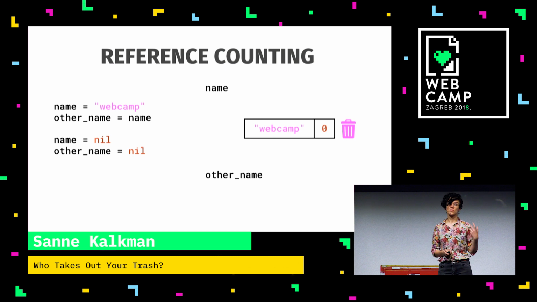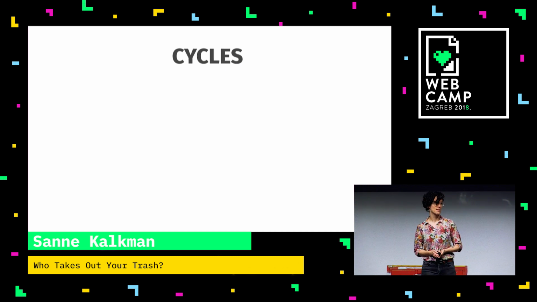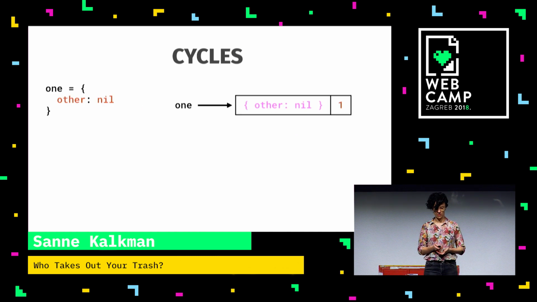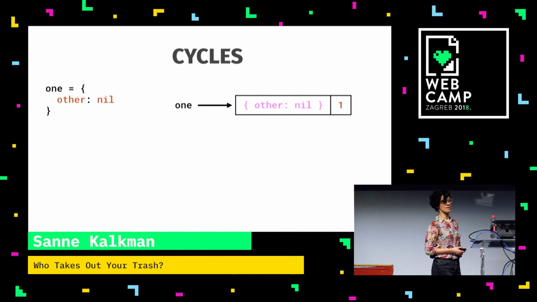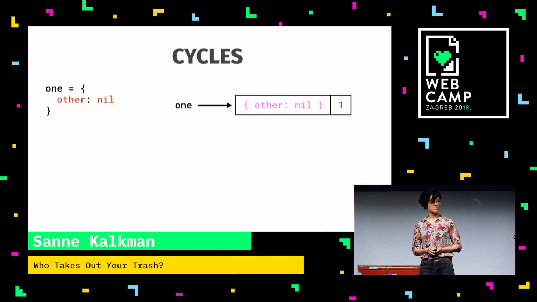Python actually uses reference counting for a good chunk of its garbage collection, but reference counting in this simple way has a problem. It has a problem with a thing called cycles, which is when things point at each other or at themselves. So let's say I have, once again, a very creatively named variable, 1, which is a hash or a map, and it has a key called other that currently has nothing.